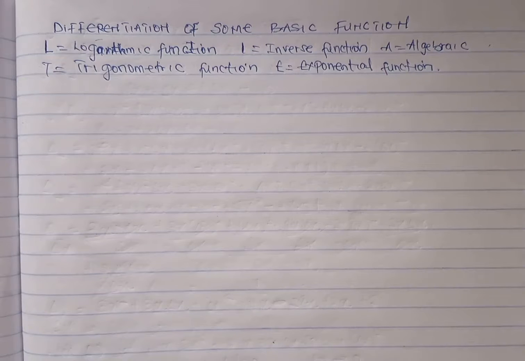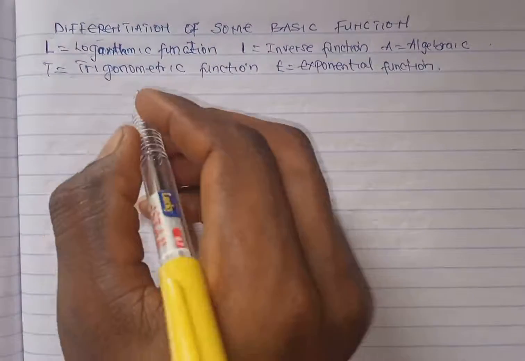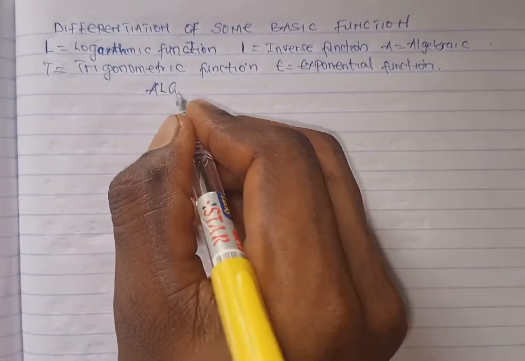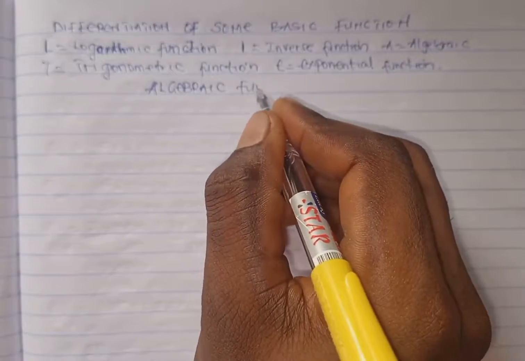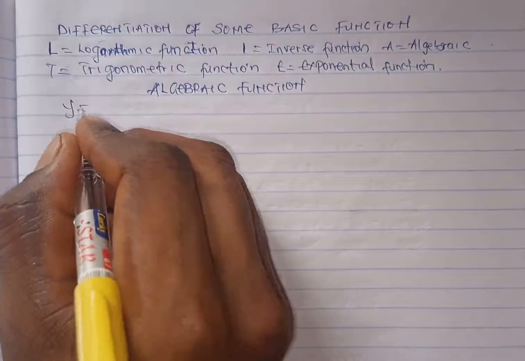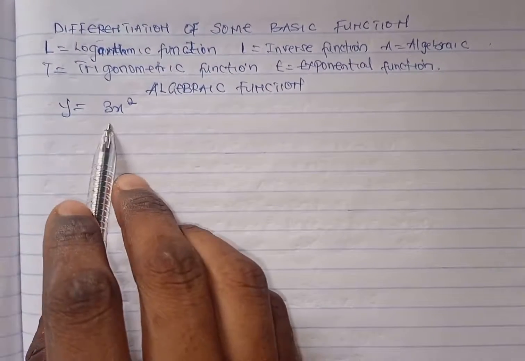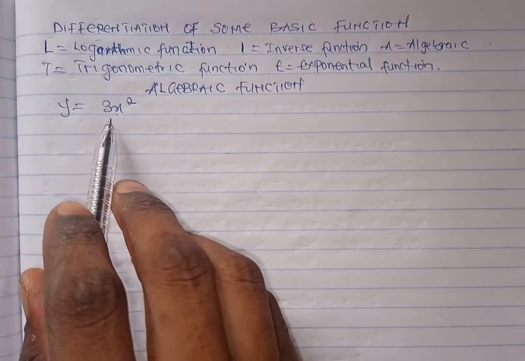First, I'm going to start with the algebraic function. How do we find the differentiation of any algebraic function? For example, I say y is equal to 3x squared. This kind of function is an algebraic function. Why? Because of the x and the y.